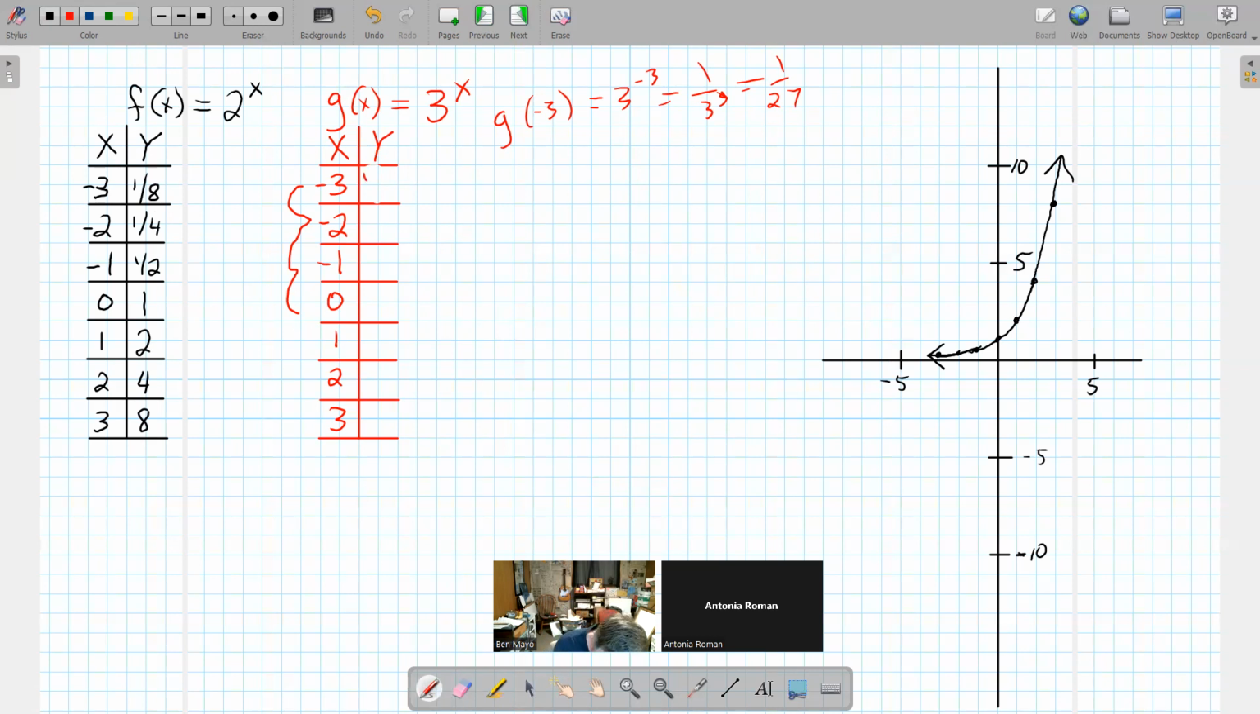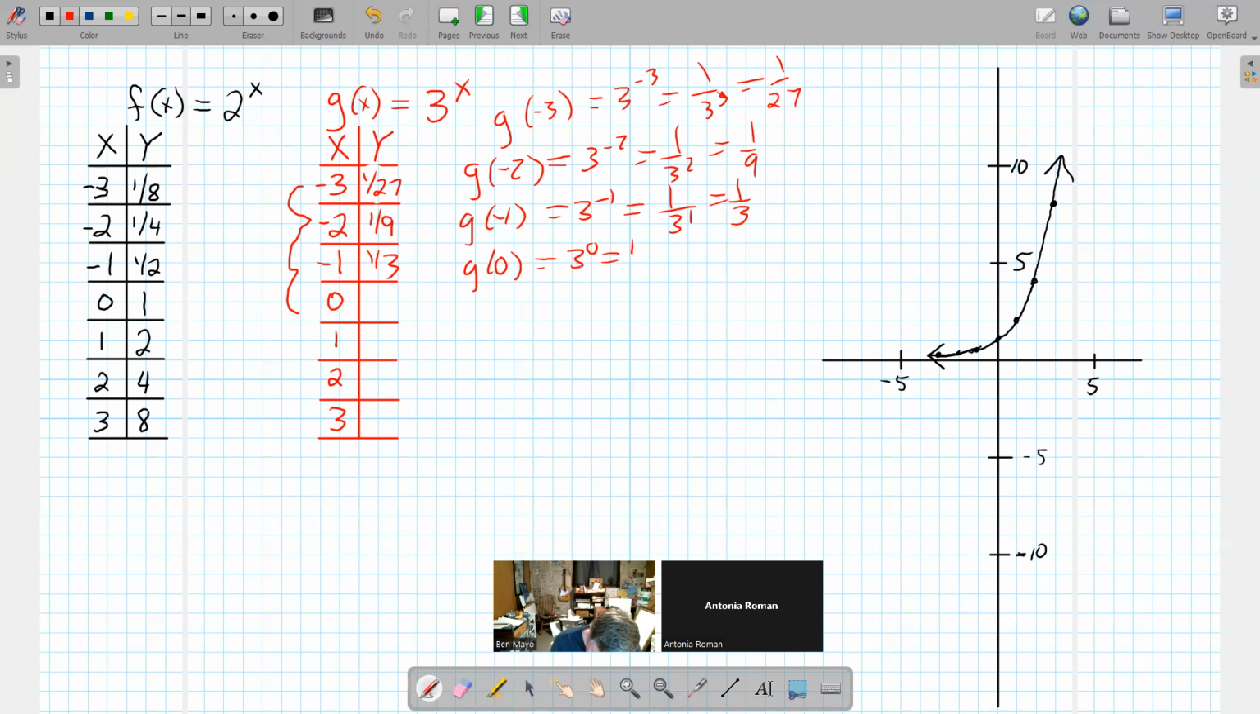Okay, so 1 over 27. All right. If x is -2, g of -2 is 3 to the -2 power, which is 1 over 3 squared, which is 1/9. If x is -1, g of -1 equals 3 to the -1 power, which is 1 over 3 to the 1 power, which is 1/3. If x is 0, g of 0 equals 3 to the 0 power, which is 1.